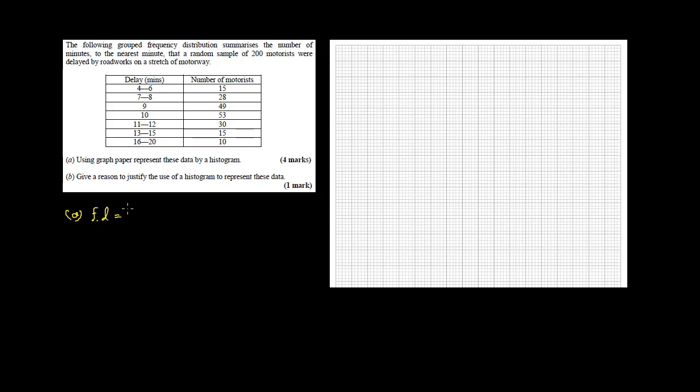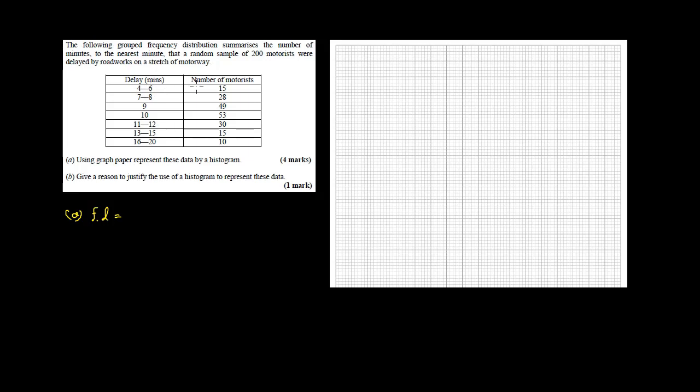Frequency density equals... you have to notice that there is a gap here. 6, then we have a gap, 7, 8, then we have a gap, 9, 10, then we have a gap, 11. Since there is a gap here, but the data is supposed to be continuous data, we have to do some continuity correction to fill up the gap. This is done by just putting a 0.5 to fill up the gap.